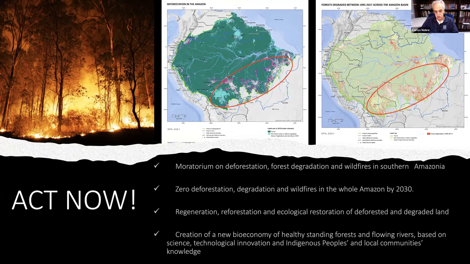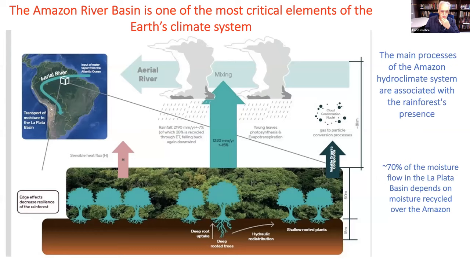but still it's a big challenge. Of course, in the solution space, regeneration, reforestation, and ecological restoration of the forest and degraded land is mandatory and very important. Also in the solution space is the creation of a new bioeconomy of healthy standing forests and flowing rivers, based on science, technological innovation, and indigenous peoples' and local communities' knowledge. So those were the four key messages that the report put forth.